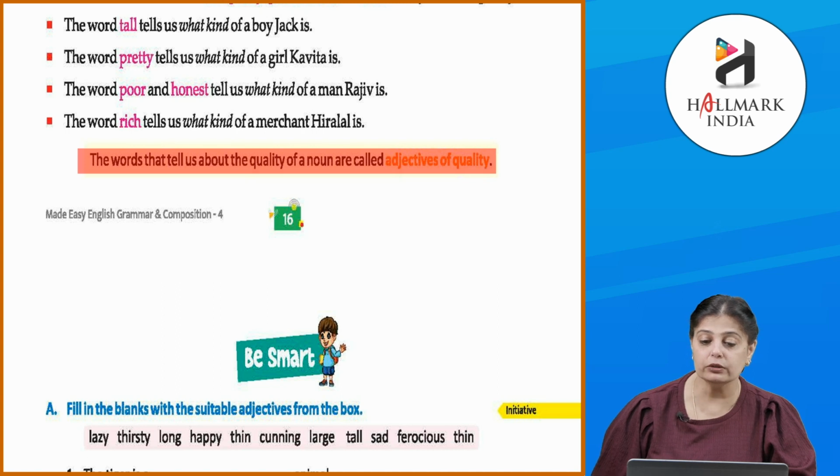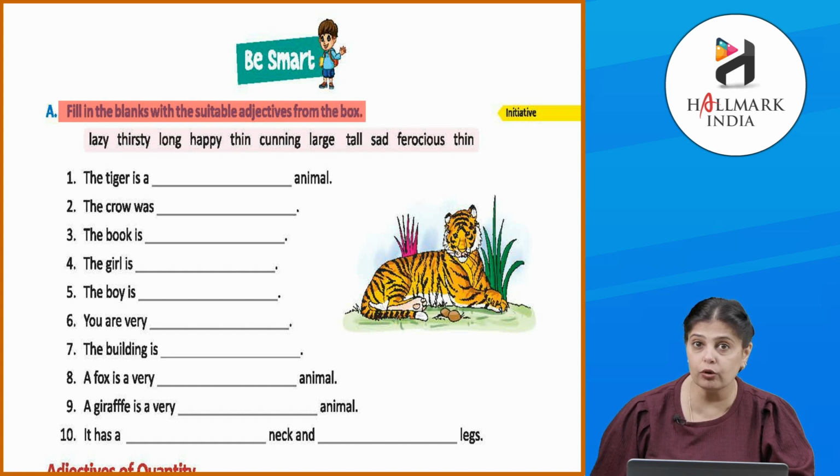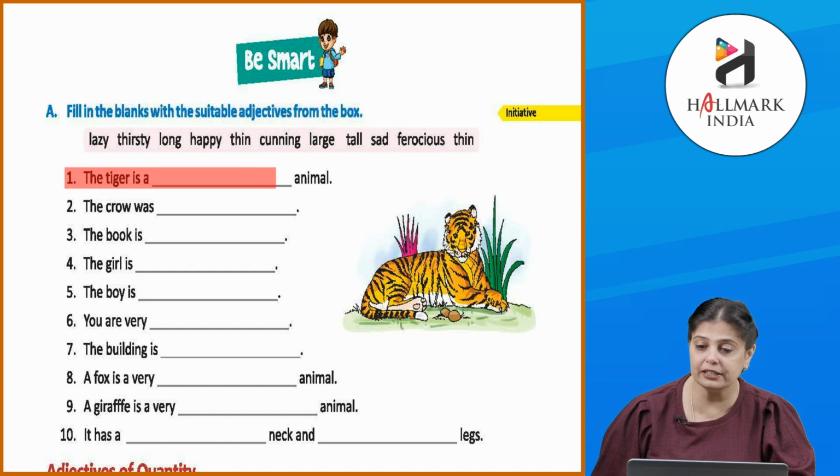Theek. Chalo, now let's see how much you've followed. And for that, what do you have to do? You have to be smart and take initiative and do these exercises. Okay, fill in the blanks with the suitable adjectives from the box. Abhi aapko help box mila hai, usme se adjectives ko pick karna hai aur unhe is fill in the blanks mein dalna hai. The tiger is a dash animal.